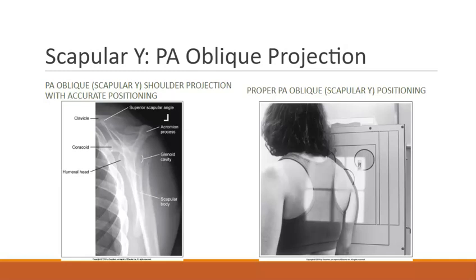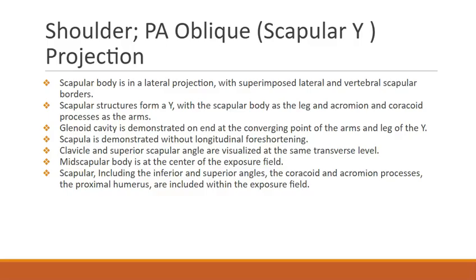The clavicle and superior scapular angle are visualized at the same transverse level. The mid-scapular body should be demonstrated at the center of the exposure field. The scapula, including the inferior and superior angles, the coracoid and acromion processes, and the proximal humerus are all to be included within the exposure field. Here are those image analysis guidelines for your review.